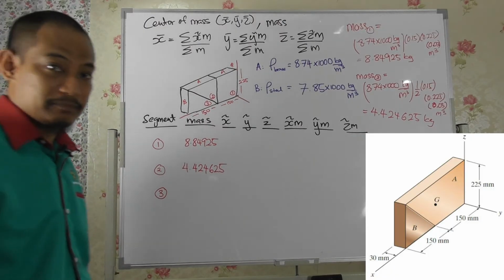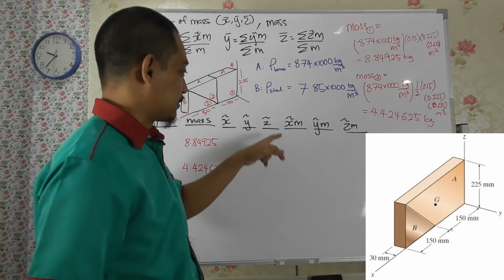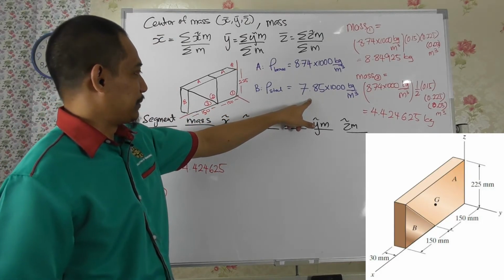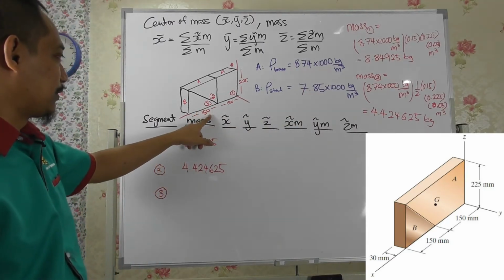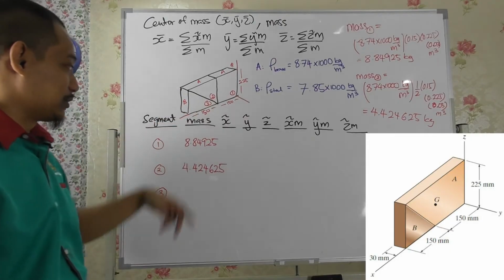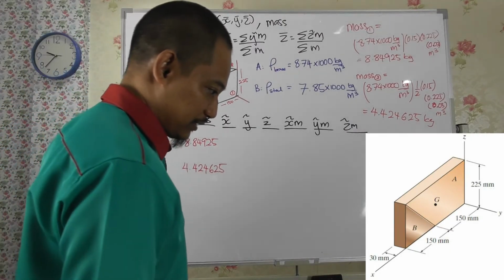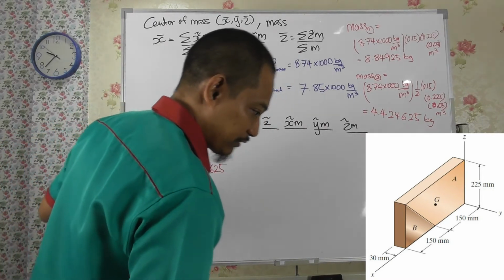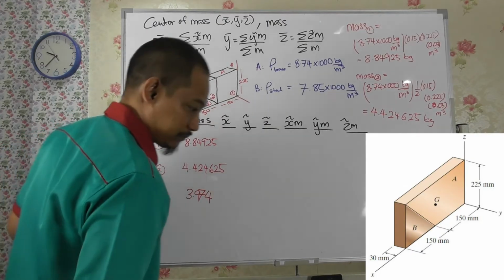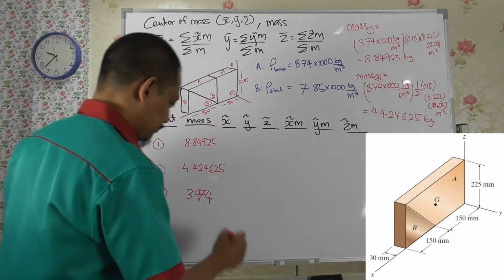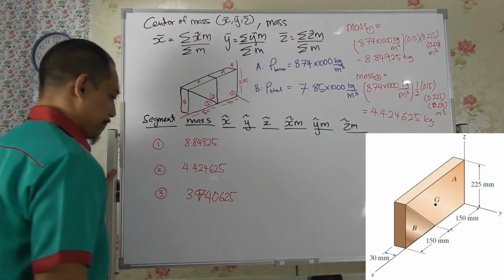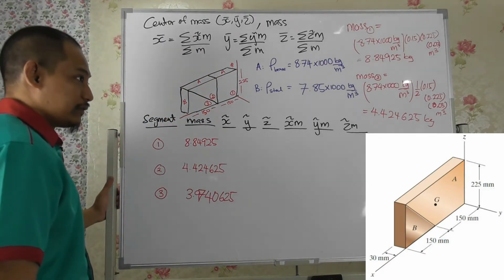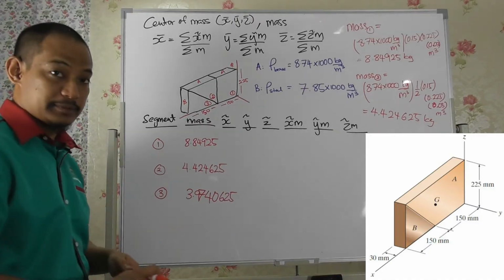And you can do the same with the third one. It's basically just the rho for steel multiplied by half times 0.15 times 0.225 times 0.03. And if my calculation is correct again, then 3.9740625. Okay, so that is the mass.